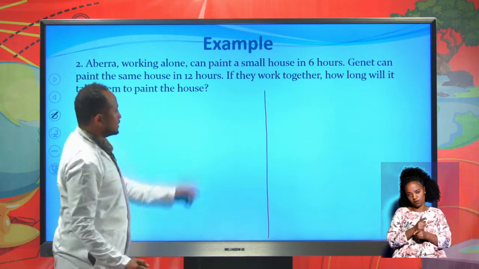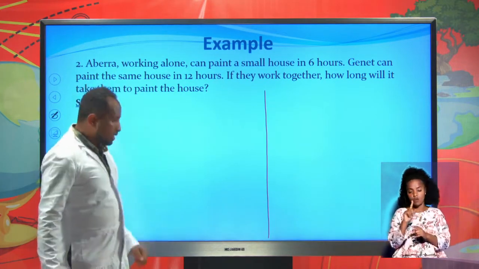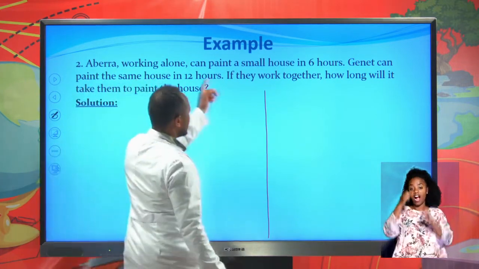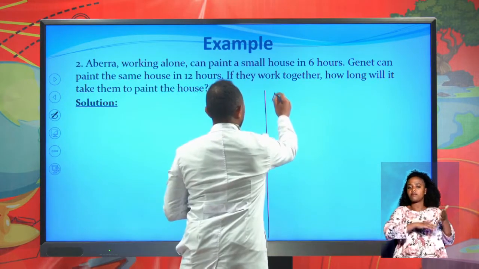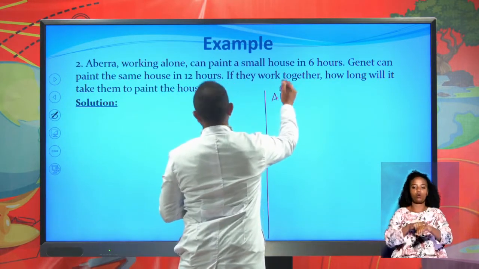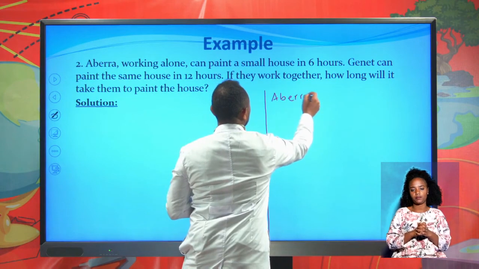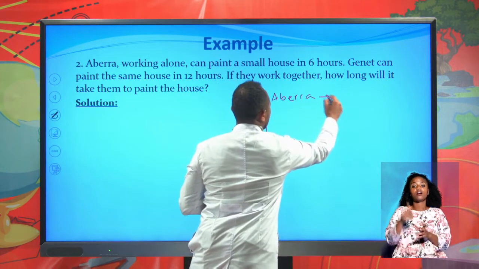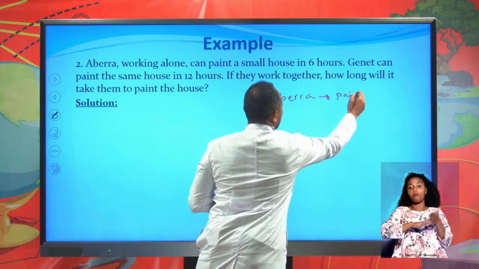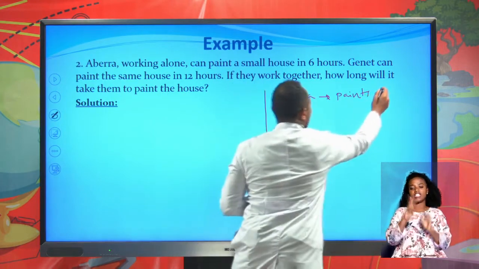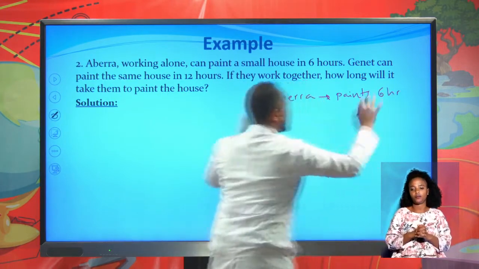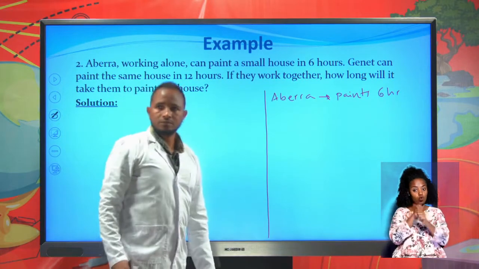Now before the solution, let's see one thing. Aberra can paint the house in 6 hours. Aberra paints in 6 hours. It can complete the whole job in 6 hours.